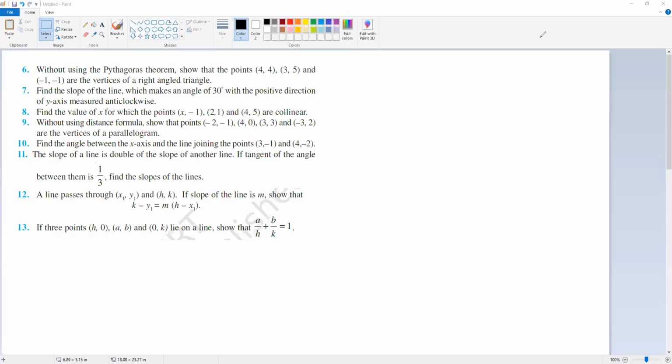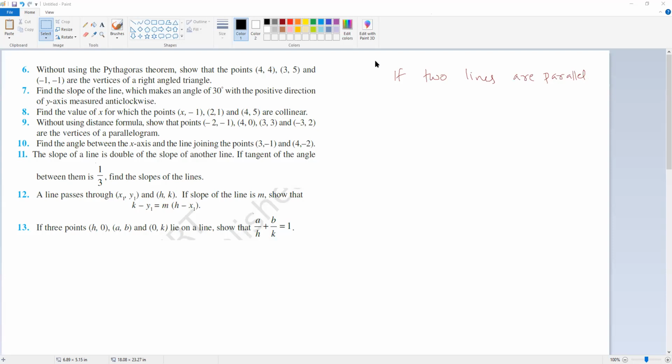Okay. So coming to this, without using the Pythagoras theorem, show that the points are vertices of a right triangle. Okay. So before that, I want to tell you some points. Look, this is another important concept, a simple concept that you will always have to use. If two lines are parallel, that situation I'm going to discuss.